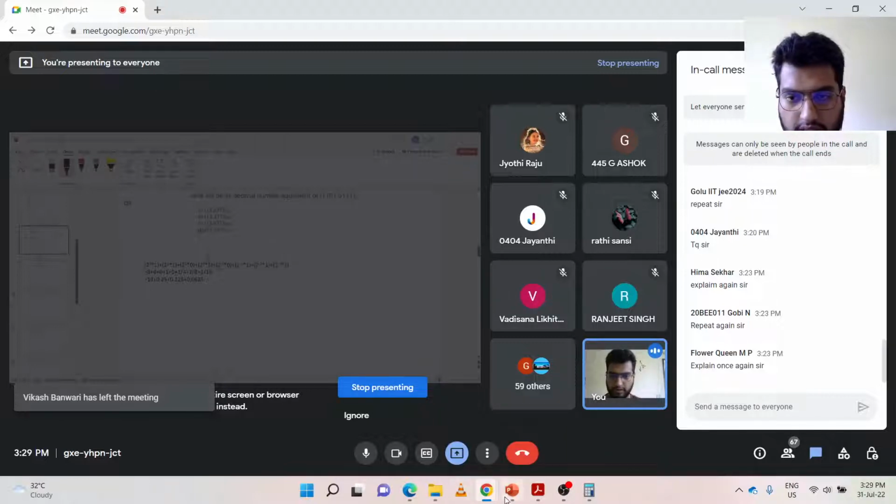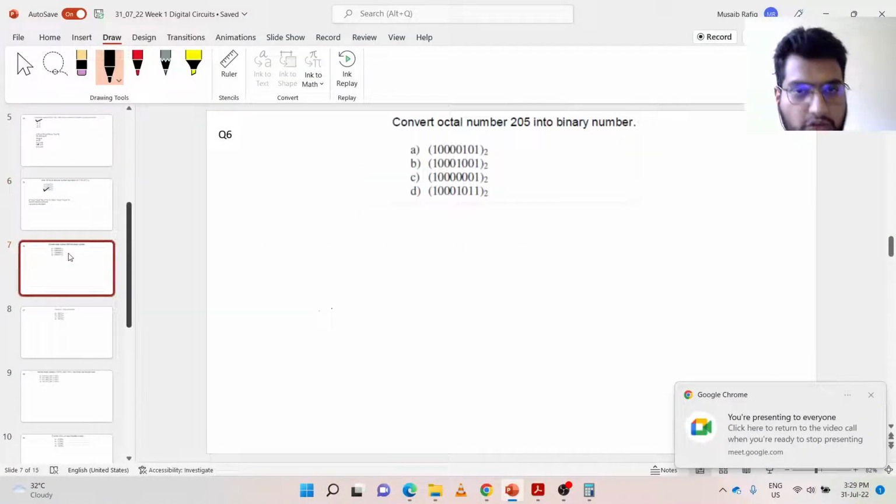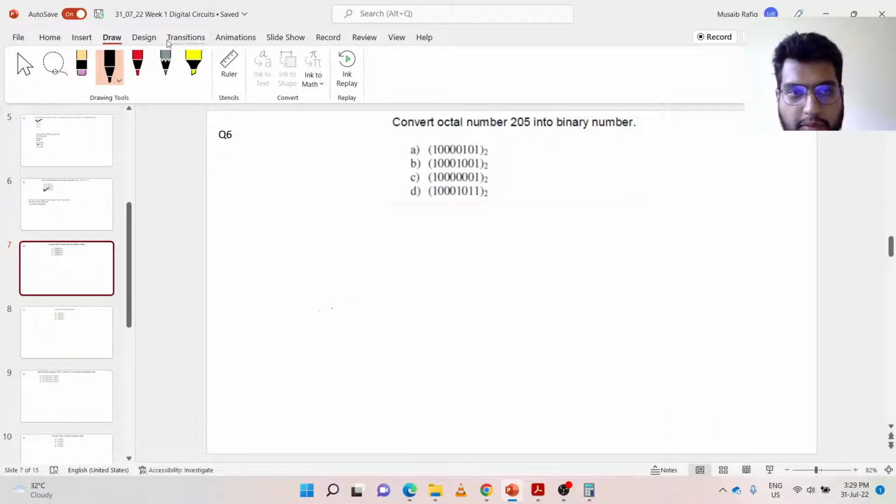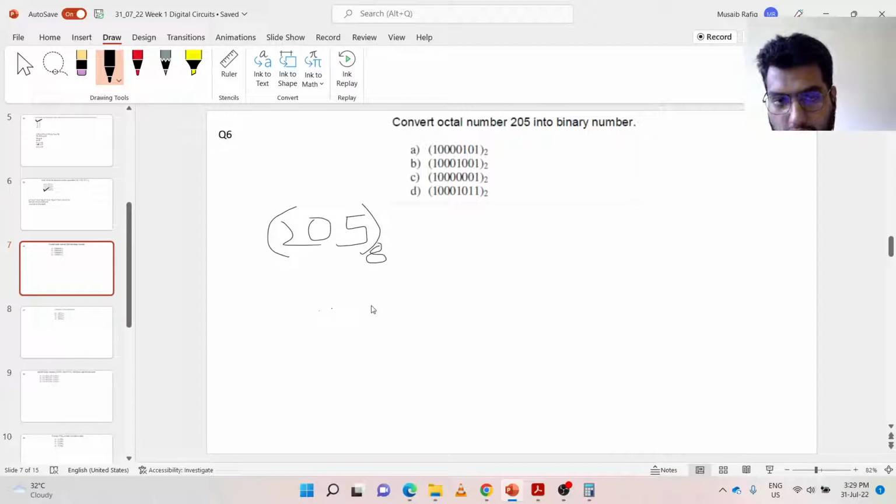So moving to the next question. We have this number 205 in the octal system. Octal here means to the base 8, and we have to convert it into binary. You were saying, why don't we take up three bits and convert it directly. I'll show that way here also, but let's just take up the elaborative way. First we will convert it into a decimal number.